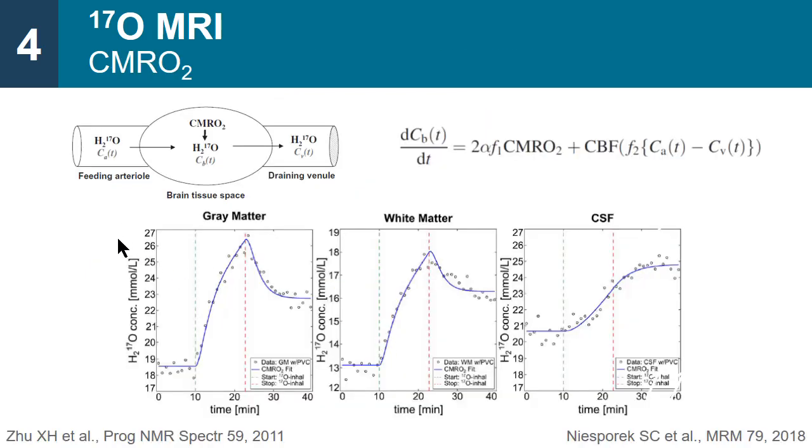This is an example. When you do oxygen-17, you give your patient or volunteer some enriched oxygen-17 to inhale for like 10 minutes, and you do a dynamic acquisition. So you see an increase of the water signal from oxygen-17 in gray matter, white matter, and CSF. And if you have a model of your dynamics, you can quantify this metabolic rate of oxygen consumption, like in tumors or in neurovascular disease. For example, if you have ischemia, you should have a decrease of this.